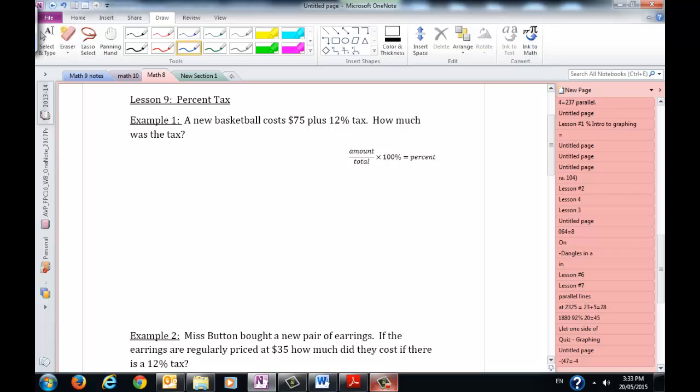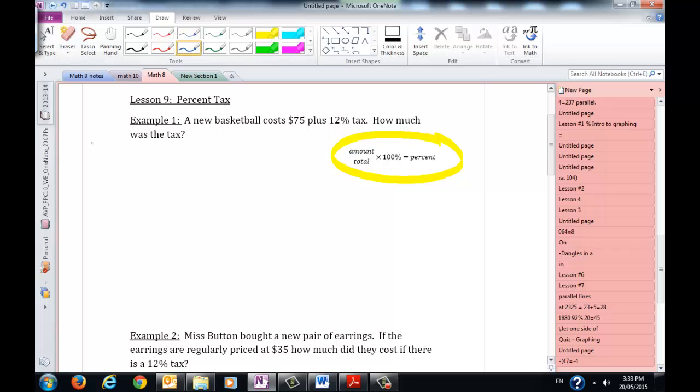In this lesson, we're going to look at percent tax. So if a new basketball costs $75 plus a 12% tax, how much was the tax? Just as in the last example, I want you to start off by setting up what you have and what you want, and we're going to use the equation that we've been using for the last few lessons again.